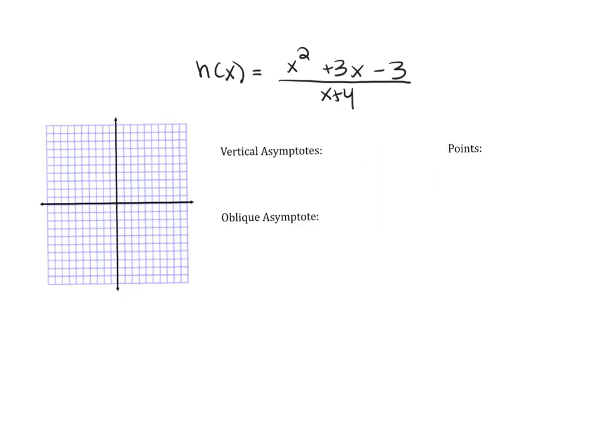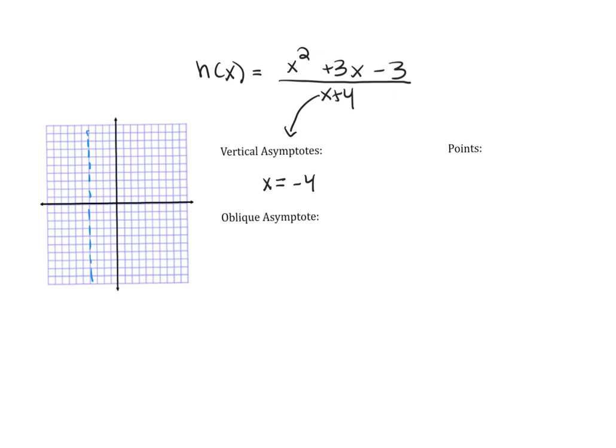Okay, so ending the video, now actually putting all that information onto a graph. First off, let's look for any vertical asymptote. We can see in the denominator, we will have an asymptote at x equals negative 4. Let's put that on the graph. And then to find the oblique asymptote, let's divide.